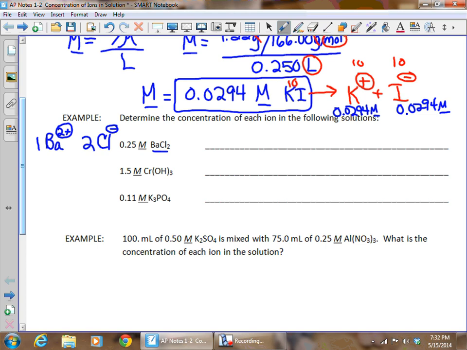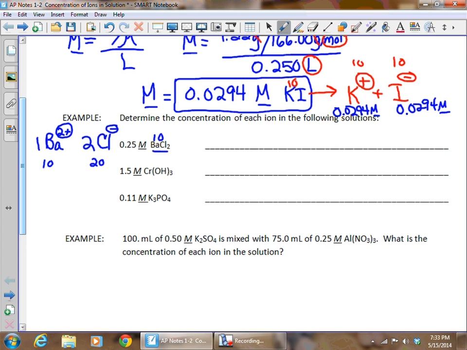So if we've got 0.25 molar barium chloride, then let's use simpler numbers. Let's say we had 10 barium chlorides. Hopefully it makes sense that if we have 10 barium chlorides, we would end up with 10 bariums, but 20 chloride ions, because there are 2 chloride ions in that formula.